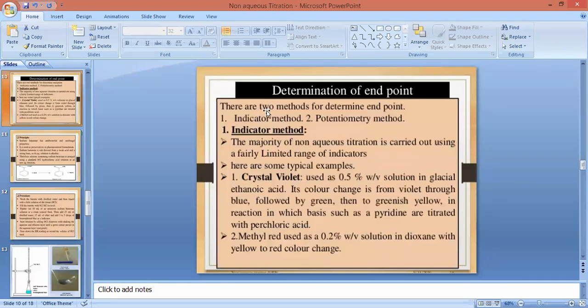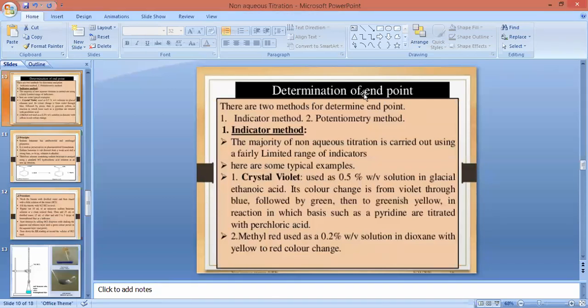First part, you know, with the help of a physical indicator, that is with the help of the color change that occurs in the contents of the conical flask, we can determine the endpoint in any sort of volumetric analysis. But in case of non-aqueous titration, the most commonly used indicators are crystal violet and methyl red.